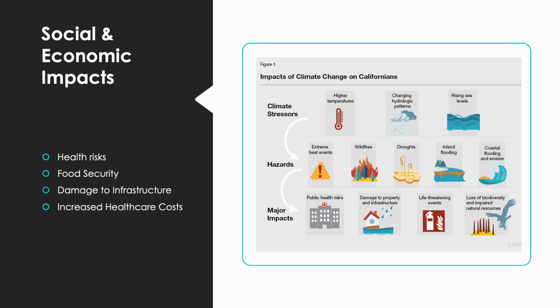Food security. Changes in temperature and precipitation patterns can disrupt agricultural systems, leading to crop failures, food shortages, and increased food prices. Damage to infrastructure. Extreme weather events like hurricanes, floods, and wildfires can cause extensive damage to infrastructure such as roads, bridges, buildings, and utilities. The costs of repairing and rebuilding infrastructure can strain public finances and hinder economic development.